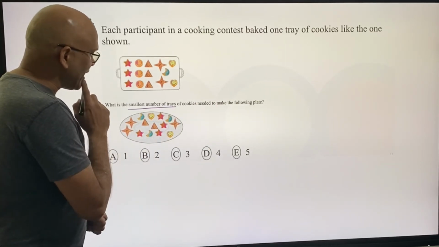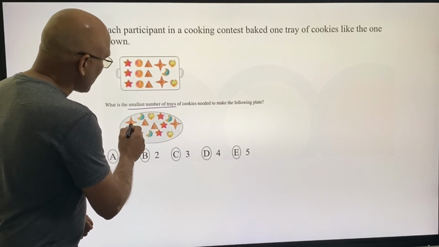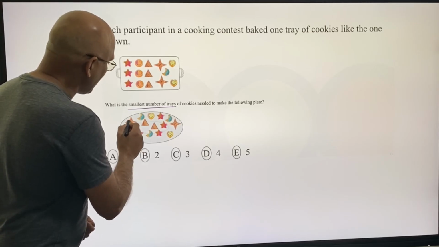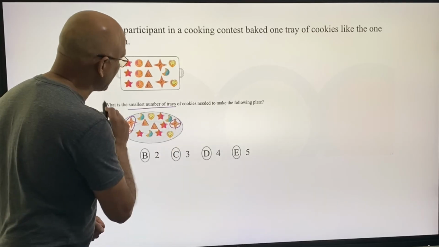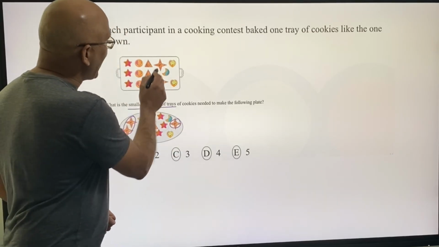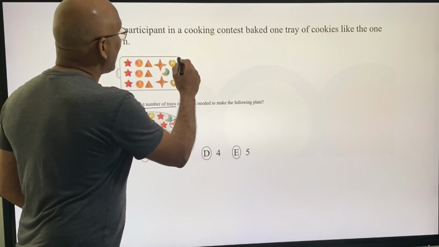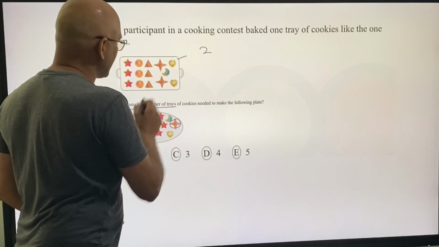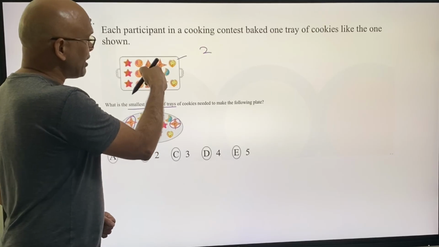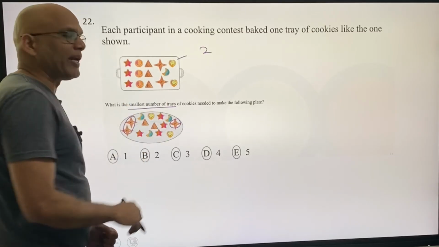So we can check each shape. I need this shape, whatever it is called, three of these. Each tray has only two, so I need a minimum of two trays. If I consider this shape, two trays will have four of these, and I can pick three.